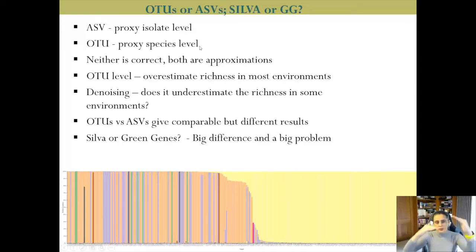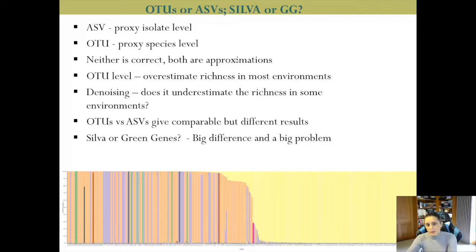ASVs: when you take all the amplicon sequences, all of the 100% identical ones are grouped together and make one ASV. OTUs say that, for example, a 3% difference is allowed within the same species, and we pick the species with 3% allowed divergence in sequence identity. The important thing to know is that neither is correct. Both are approximations. ASV will not give you exactly isolate level. OTU will not give you exactly species level.